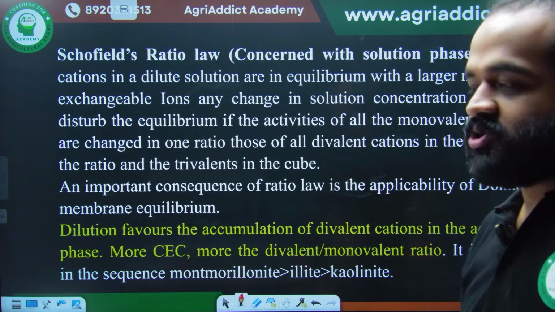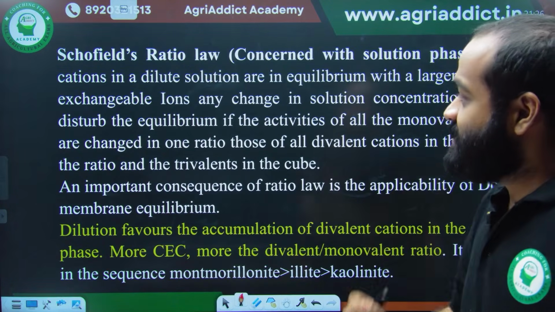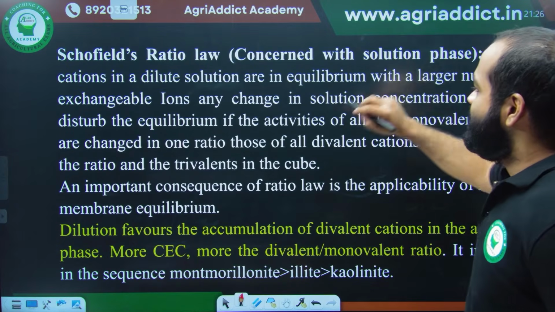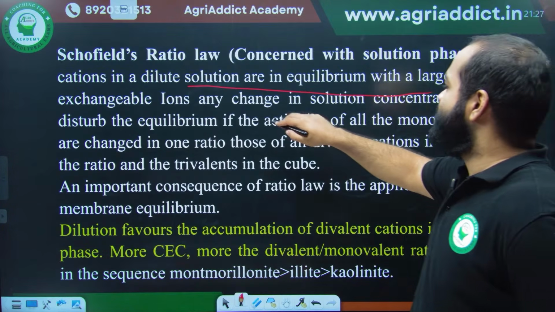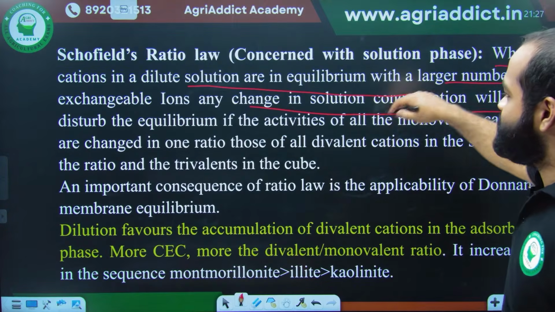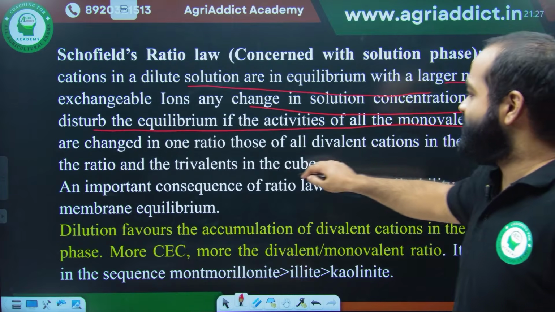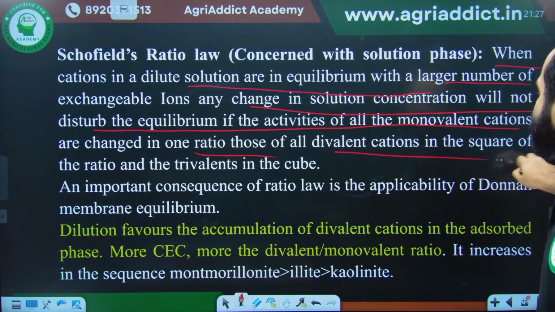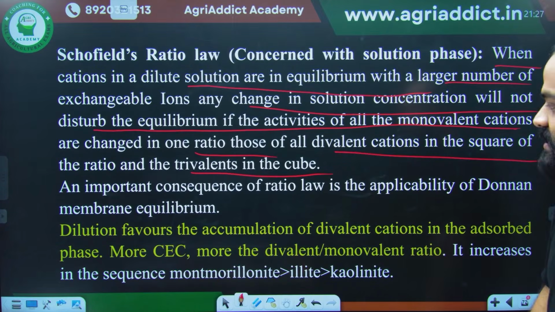Now coming to Schofield's ratio law. This is also a very important aspect. The statement of Schofield's ratio law we all know: when cations in a dilute solution are in equilibrium with a large number of exchangeable ions, any change in solution concentration will not disturb the equilibrium if the activities of all the monovalent cations are changed in one ratio, those of divalent in the square of the ratio, and the trivalents in the cube of the ratio, right?